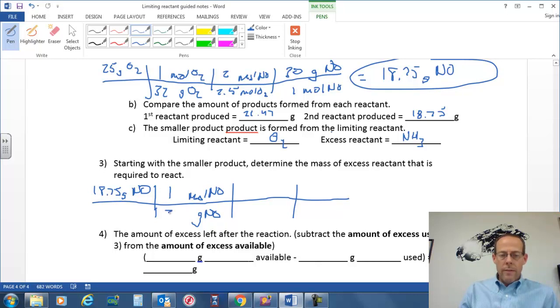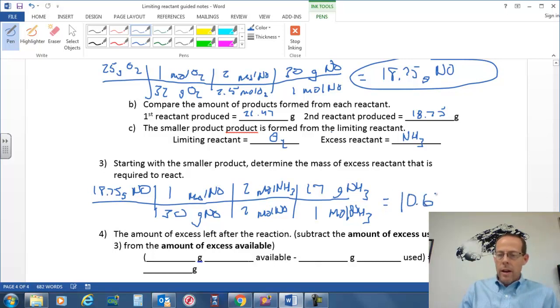And for every 1 mole, we have 30 grams of nitrogen monoxide. Next thing is I'm going to go moles of NO, 2 moles of NH3, because NH3 is my excess reactant. And I think this was a 2-to-2 ratio, if I remember correctly. All right, and lastly, I'm going to change moles back into grams. Apologize for my writing. So we have 1 mole equals 17 grams. All right, when we do this math, we find that we would need 10.63 grams of ammonia required to make 18.75 grams of NO.